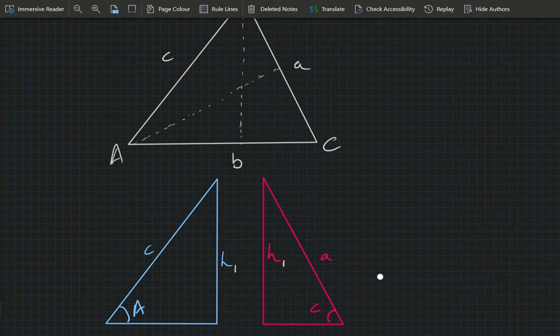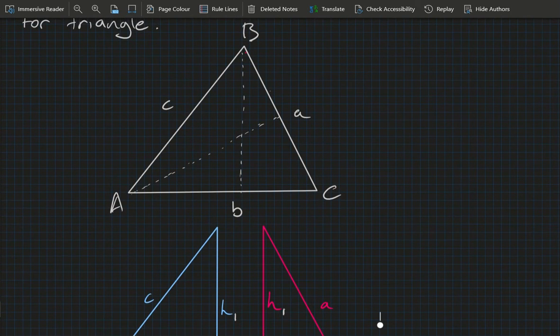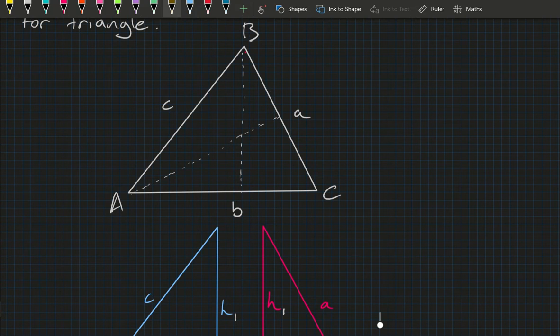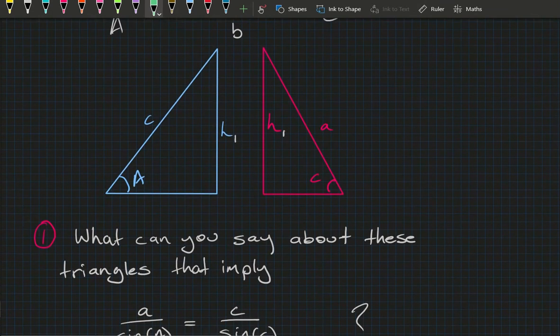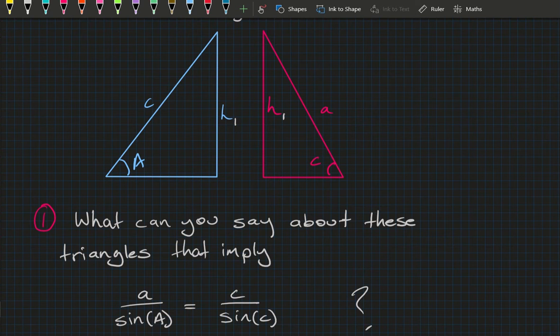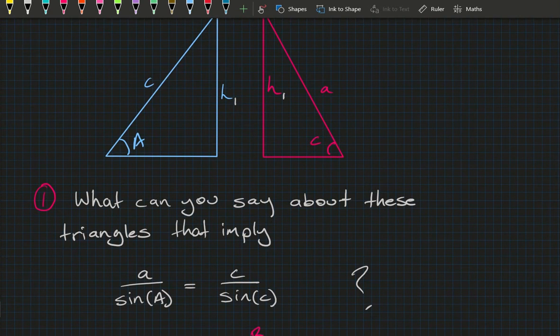This is H1, which I should write on the graph here, so I'll mark that in with a color. I'll call this one here H1. I'm asking you, what can you say about these triangles that implies that a divided by sine of the angle A is equal to the side length c divided by sine of the angle C? You need to use your trig and manipulate a little bit, and you should be able to get the answer to that one, no problem.